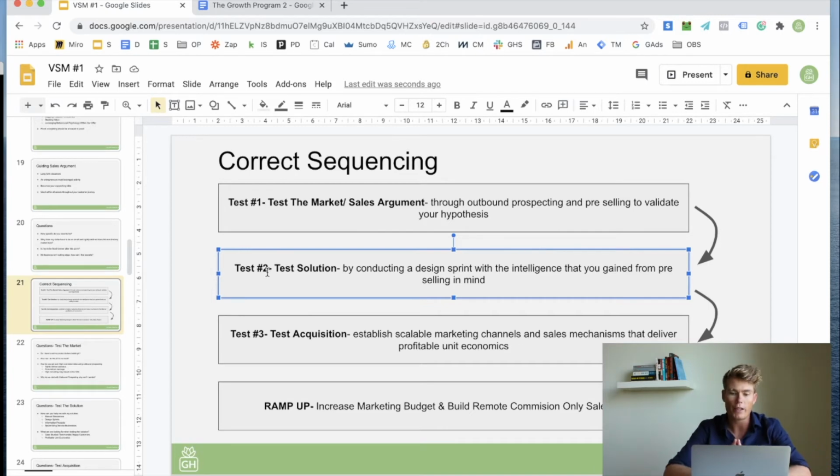What we can do here is conduct a design sprint so that we can take the intelligence we got from our pre-selling and build out an MVP for our business, okay? This is a minimal viable product that we build to service those first customers, and we are going to do whatever we can to help those customers out and get them the results they need. We're going to do things that maybe won't scale up, that are bespoke and personalized, to make sure those first customers get success with us. Okay, that's very, very important.